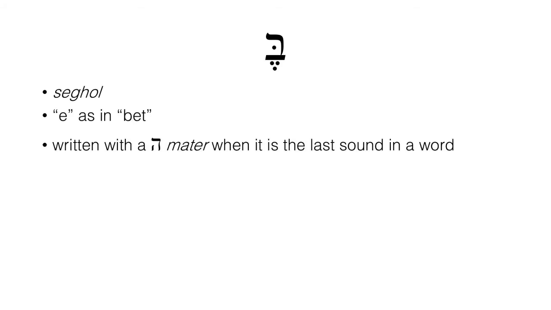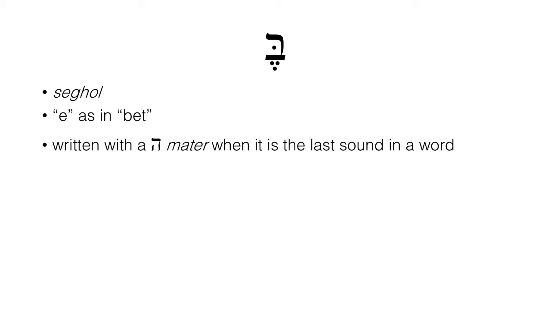The next vowel that we have is segol. At the top of this slide, you can see the consonant bet written with a segol underneath it. Those three dots, shaped like an upside-down pyramid, are segol. Segol is an E sound, and it would be pronounced like we pronounce the E in the English word bet. So above, this Hebrew would be pronounced be, be.